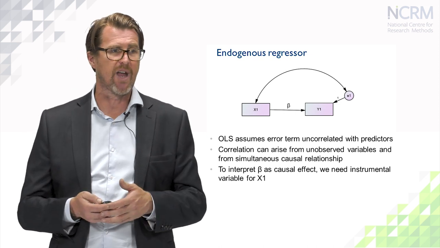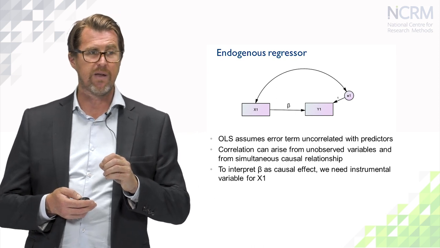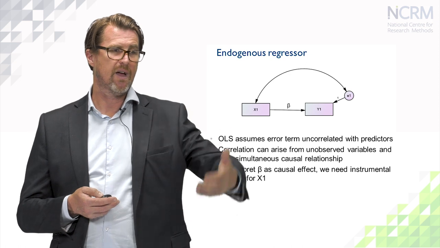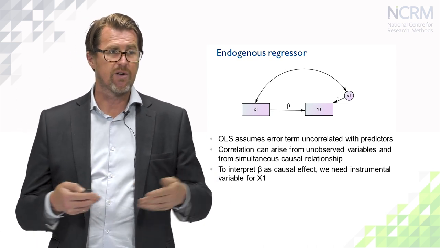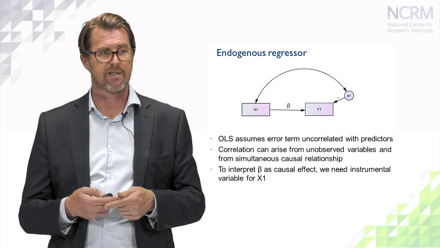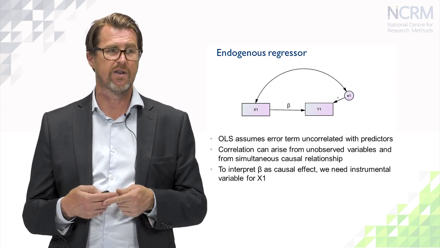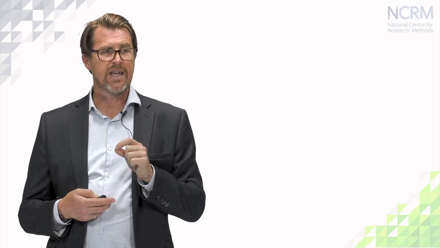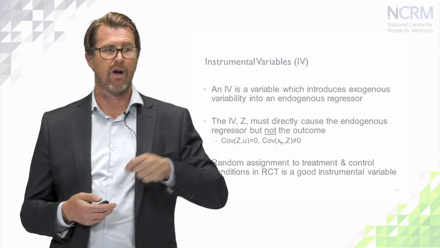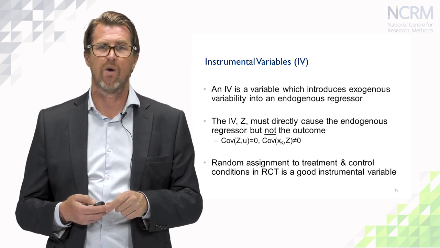And this is because, it can be for a number of reasons, but will often be because of some unobserved variable that we should have in our model that maybe is related to both X1 and Y1, or it may be because of simultaneous causal effects, that X1 is causing Y1 and Y1 is causing X1, the sort of reciprocal effects that we're interested in here. That would generate this correlation. So when we have this kind of a situation, we need an instrumental variable for X1, if we want to be able to interpret the beta coefficient as the causal effect of X1 on Y1.